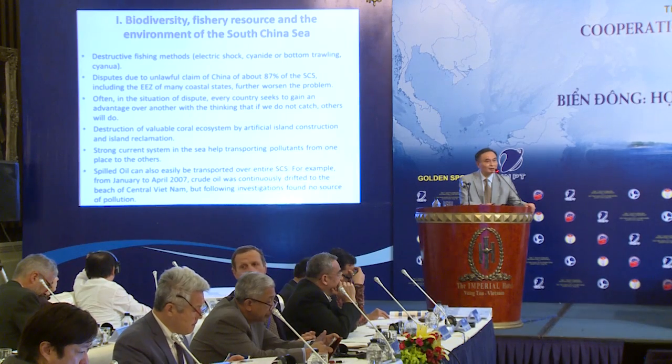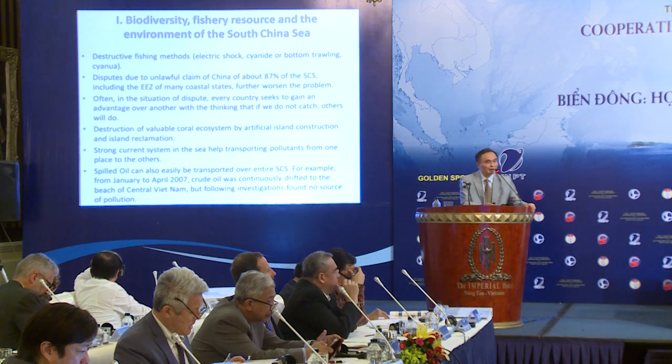So the reasons for the biodiversity and fishery resource degradation in the South China Sea. The first one is extractive fishing methods and dispute. Usually in a dispute situation, every country seeks to gain an advantage over the others, thinking that if we do not catch, others will. And the U-shaped line, covering about 87% of the South China Sea area, is a real problem because it prevents any coordination efforts by different states.